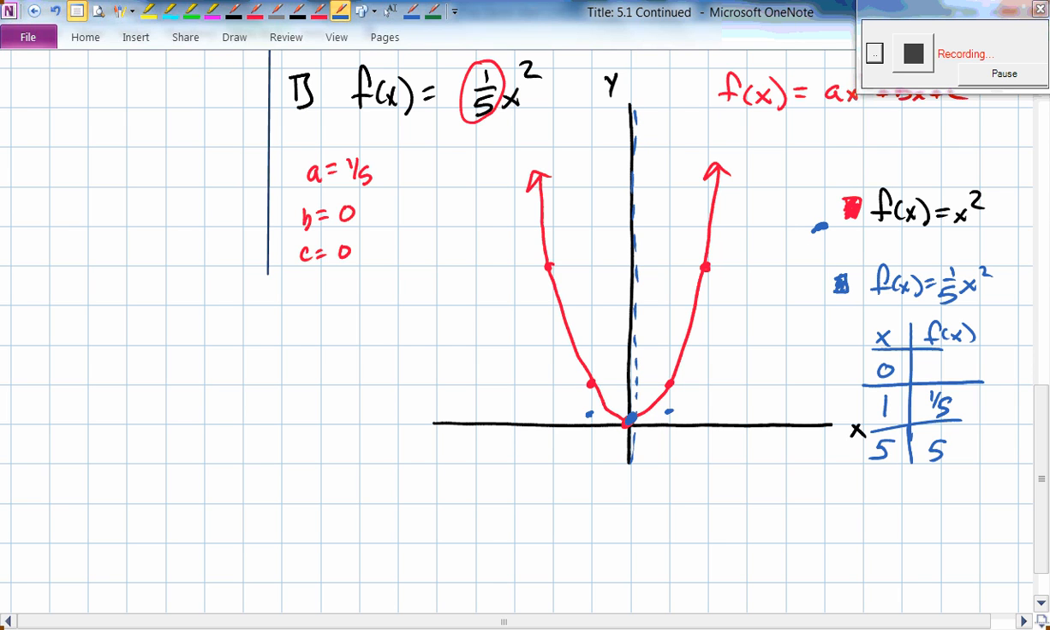And likewise, the other point on the other side, because this is exactly 5 units from the axis of symmetry on the right-hand side. So I go 5 units in the other direction. 1, 2, 3, 4, 5. Put a dot there. And I'm going to have a graph that looks like this.